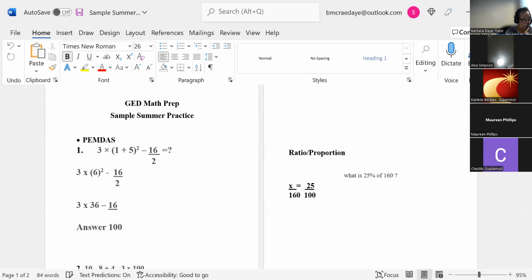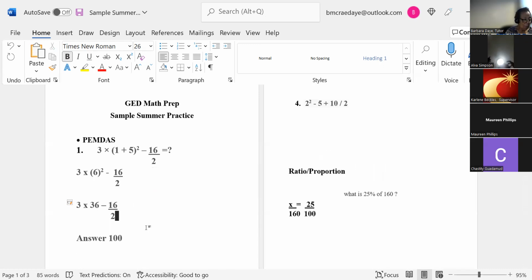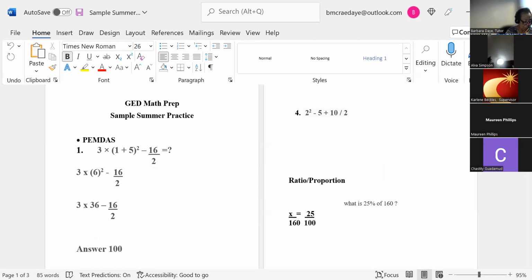And then we do the multiplication before we do our division, because it's the first one. So that's 108. And we do our division, and that's 8. And 108 minus 8 equals 100. Got it? Alva, you there? Yes, Miss Barbara.